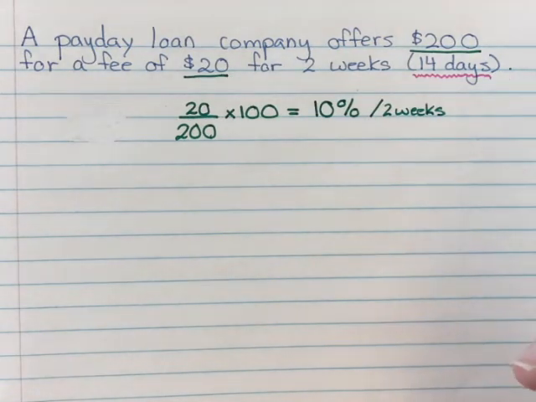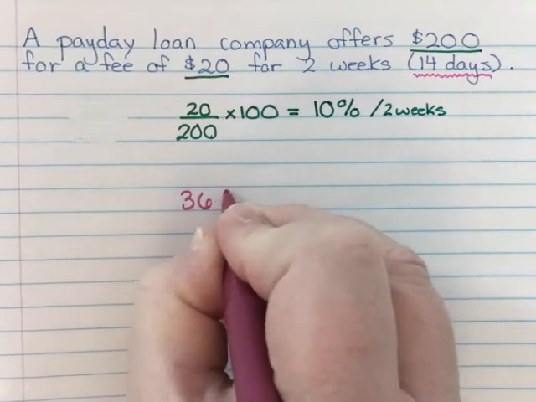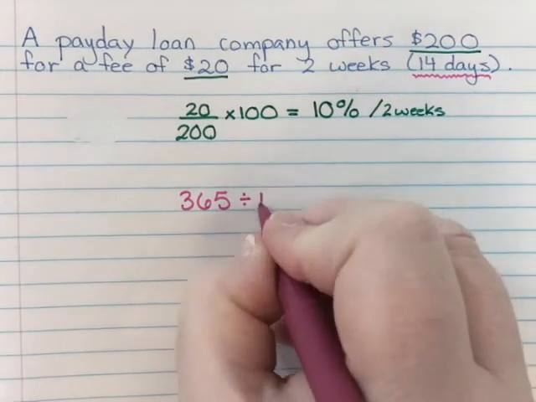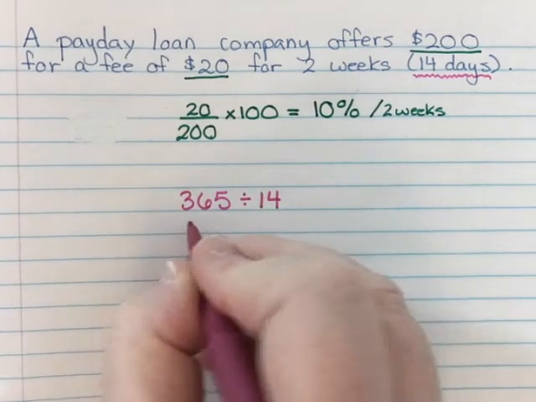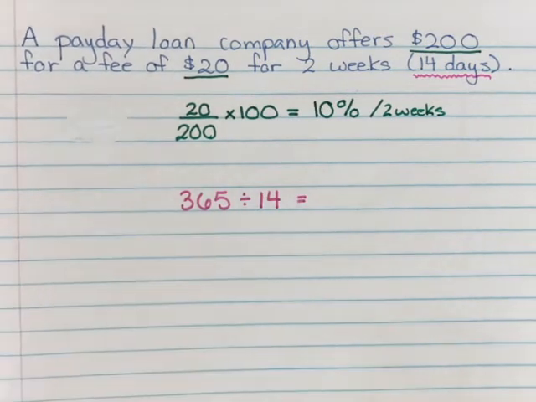So most years have 365 days. Now, a leap year, and this is a leap year this year, has 366 because there's 1 extra day. But we're going to do this with 365. So I'm going to take 365 days in a year, and I'm going to divide that by 14 days to figure out how many 2-week periods are there in 365 days.